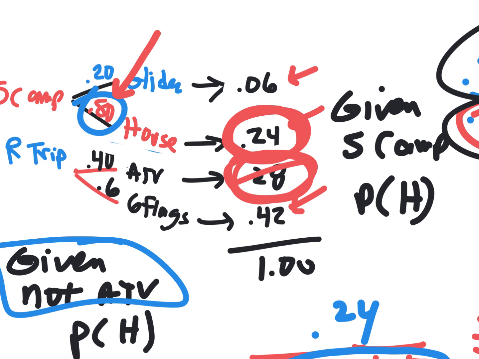Because if you went to horse camp, you didn't go on the road trip. These are called mutually exclusive events. Obviously, in the real world, you could actually do both, and then it's an even more complicated chart.